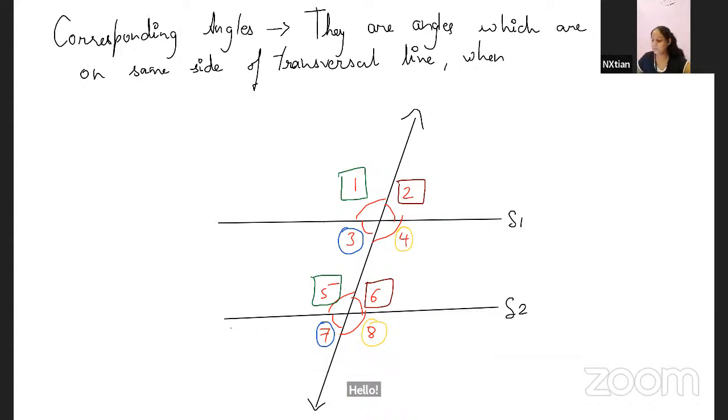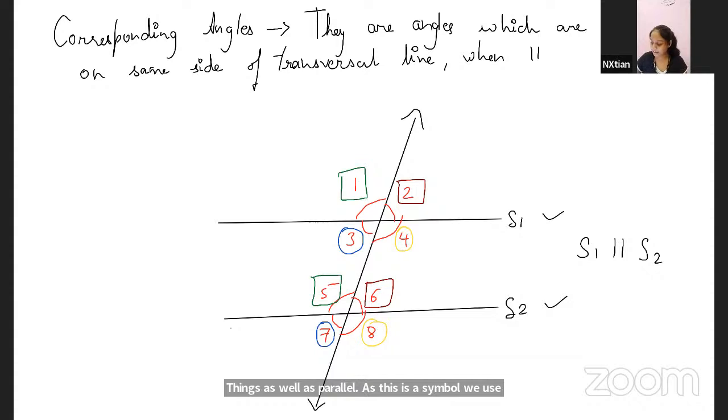I hope you know what the symbol for parallel lines is when we are denoting two parallel lines. Suppose S1 and S2. I think it's like two lines. Yes, two lines. So suppose these two lines are parallel. So I can write S1, draw two lines, S2. It means S1 is parallel to S2. This is the symbol we use for parallel lines.